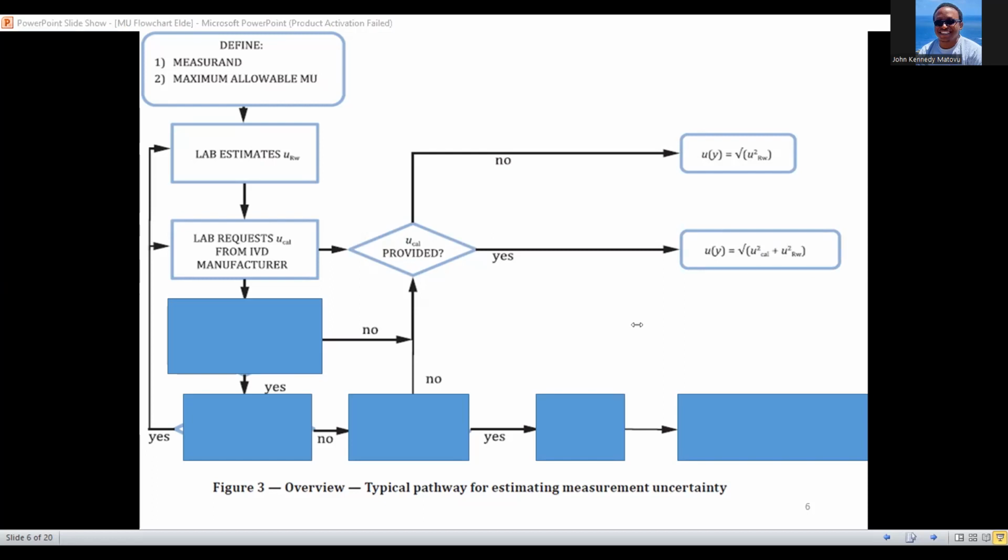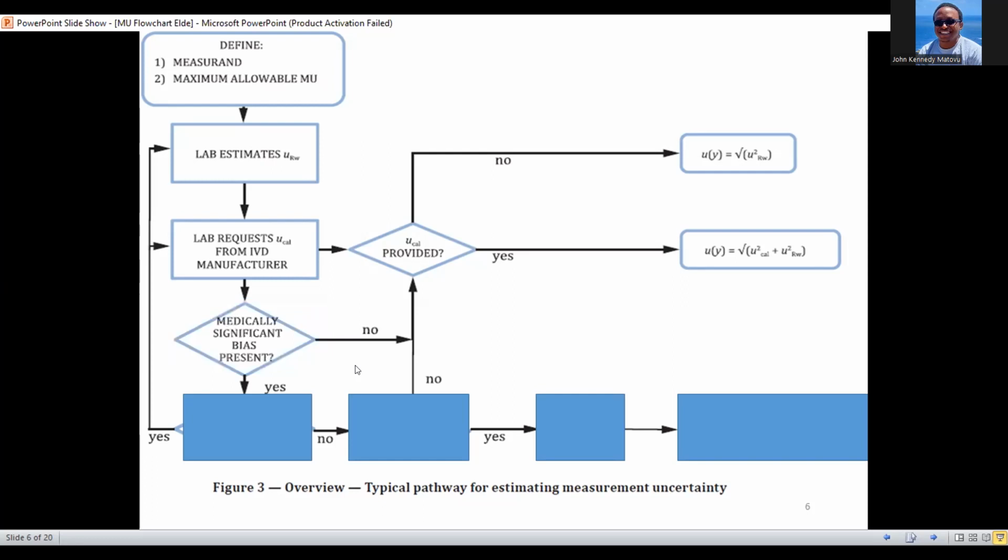Now, if you'll be asked by whoever is asking you, LD, how do we estimate our MU? Well, the short answer is, if you have your uncertainty from long-term imprecision, from quality control data, and your UCAL, those two are the largest contributors to uncertainty of a measurement in medical laboratories. All right. This flowchart, the pathway, is not done yet.